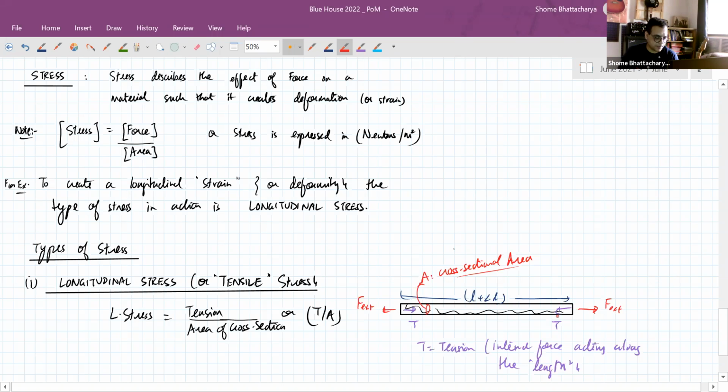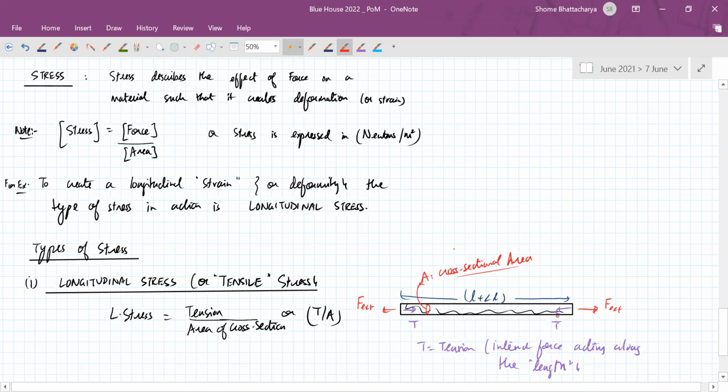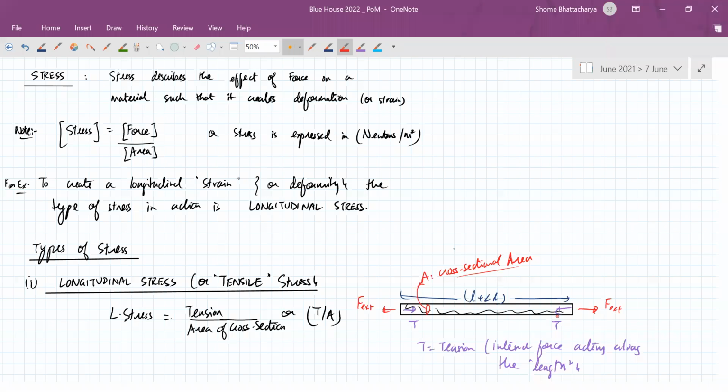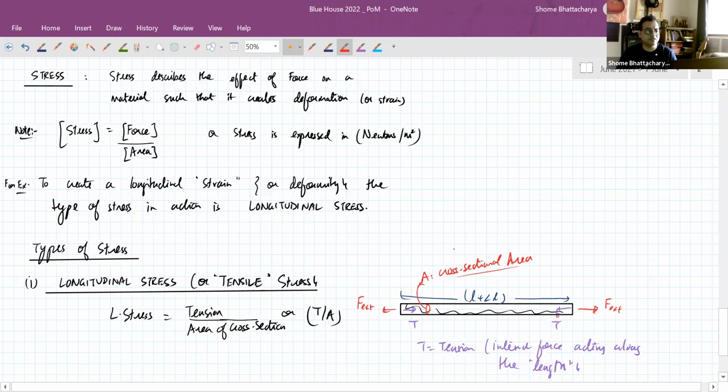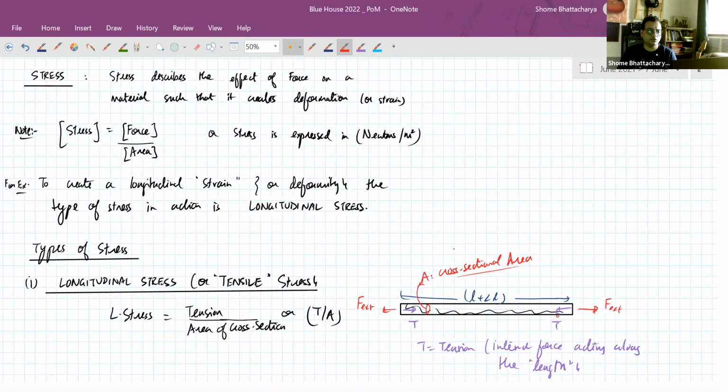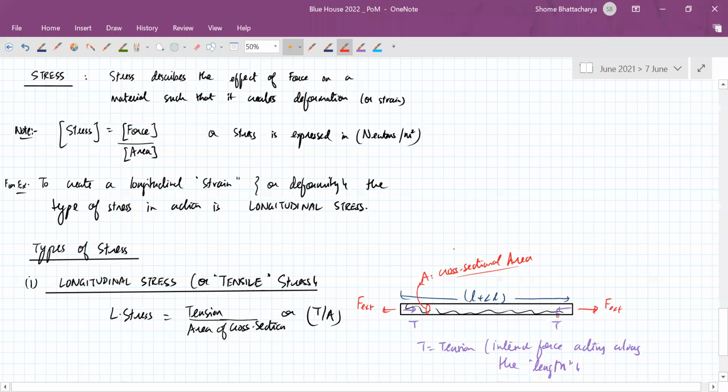Do you have any doubt, Beta? Sir, can you explain again? Yeah, the definition of longitudinal stress, it is tension per unit area of cross section. Okay. So whenever a material is under some kind of longitudinal strain or longitudinal deformity, it is because some external forces are used either to extend it or to compress it. So that will create the internal force of tension which acts along the length of the rod. So that internal force of tension per unit cross-sectional area, that is what we define as longitudinal stress. Is it clear? Okay.